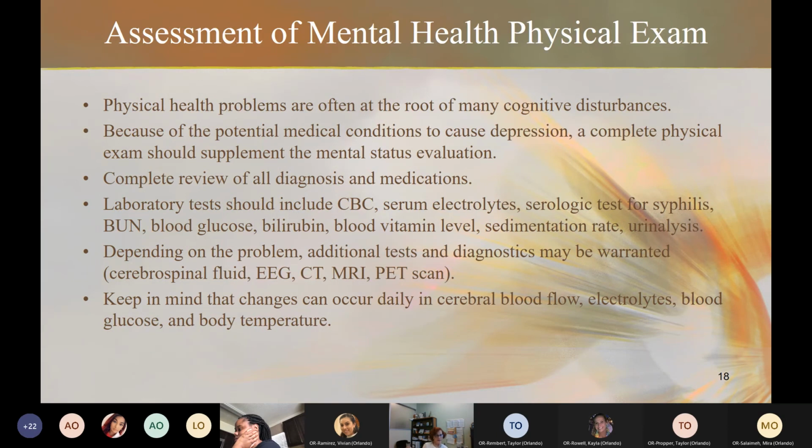Sometimes other tests such as CTs, EEGs, and CAT scans might be important based on what the findings are, and that would be up to our healthcare provider, of course. But our initial physical exam will give us more information as to how much more testing should be done.